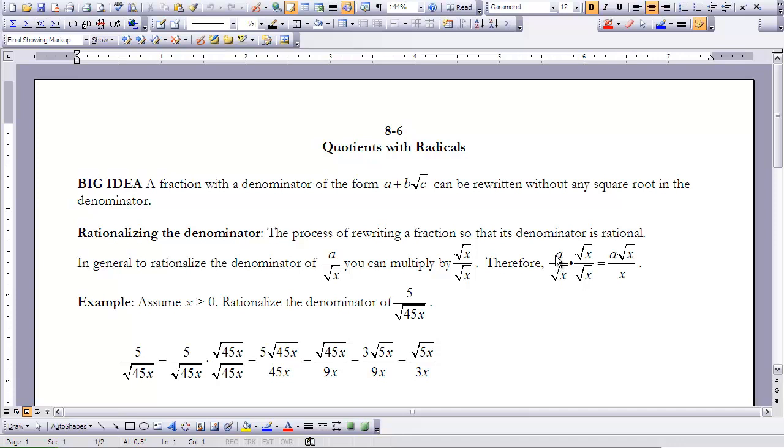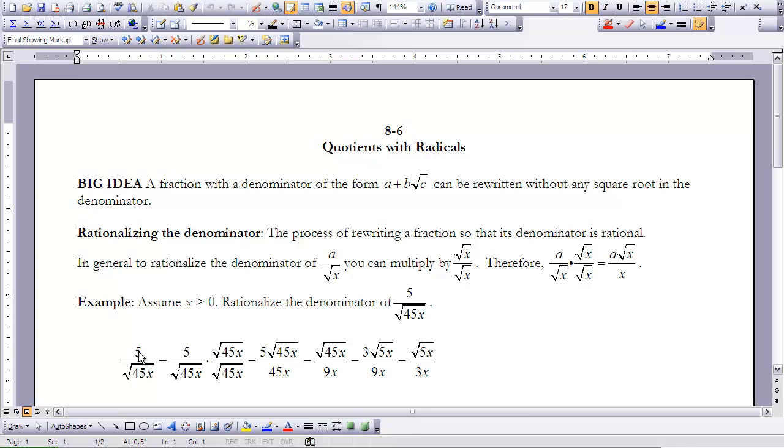So if I do that, a over the square root of x times the square root of x over the square root of x will equal a times the square root of x over x, because the square root of x times the square root of x is the same as x. So now we end up with a value that looks like this. So let's take a look at the value of 5 over the square root of 45x.